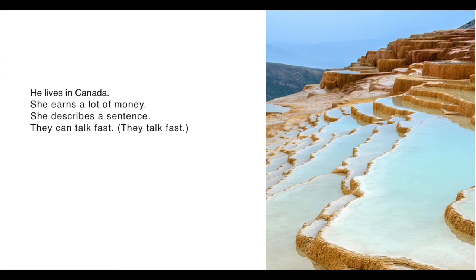As you guys know, we do have many different tenses of verbs in English. I tried to briefly explain what types of verbs we encounter in the English language. Some of these verbs or verb tenses are simple present, like he lives in Canada. She earns a lot of money. She describes a sentence. They can talk fast.